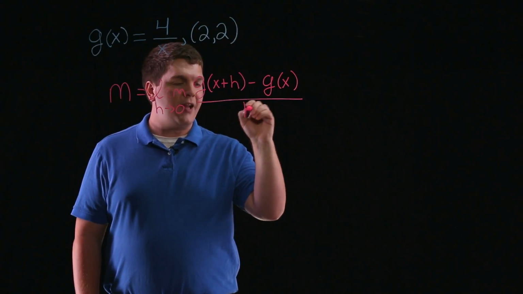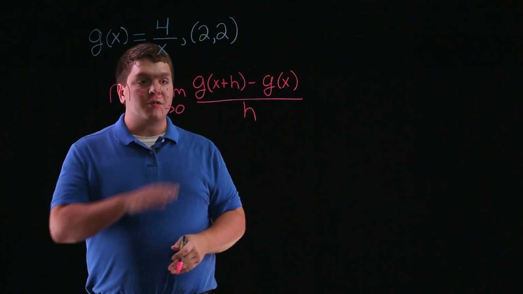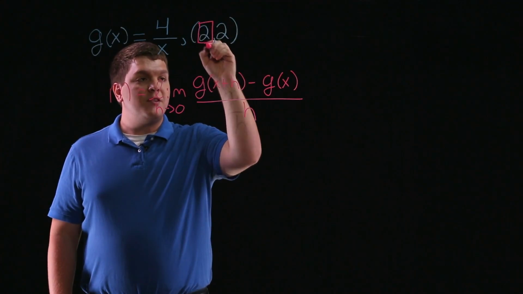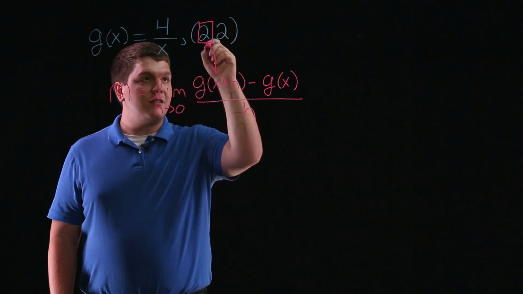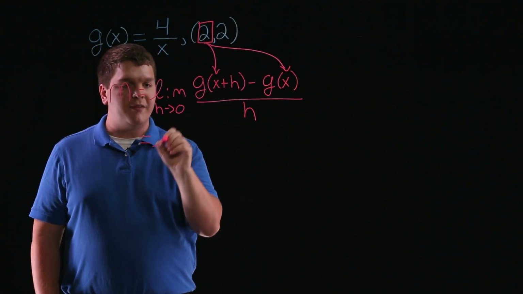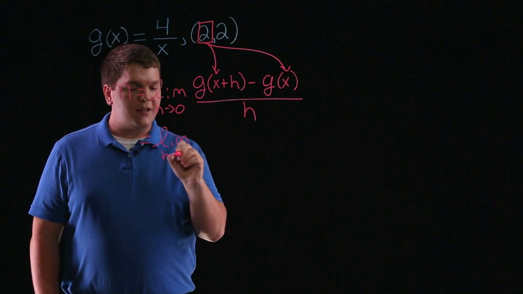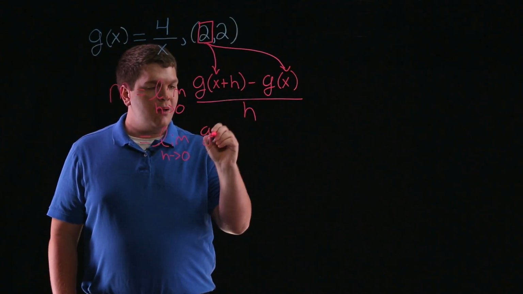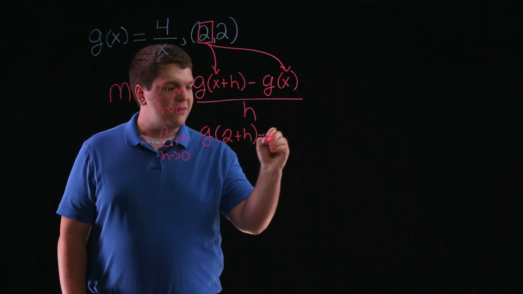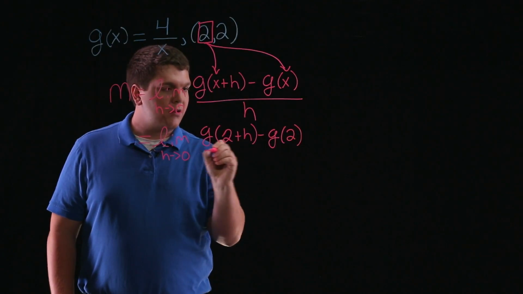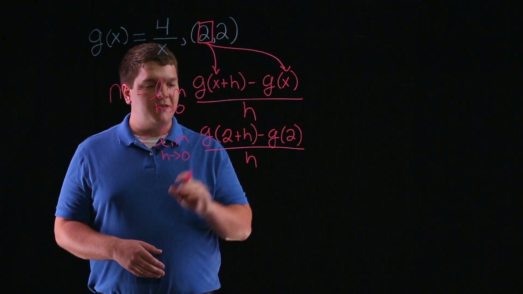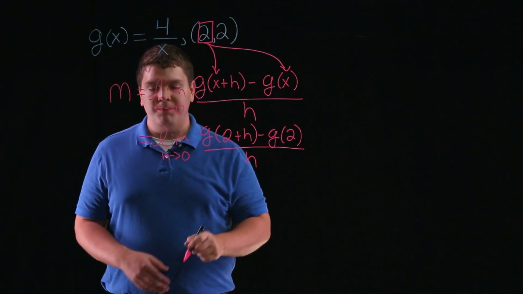all divided by h. And since the point that we're trying to find our slope at is when x is equal to 2, we'll want to substitute this value into this x and into this x. So our slope is going to be given by the limit as h approaches 0 of g of 2 plus h minus g of 2 all divided by h. So here, let's go ahead and actually find g of 2 plus h and g of 2.